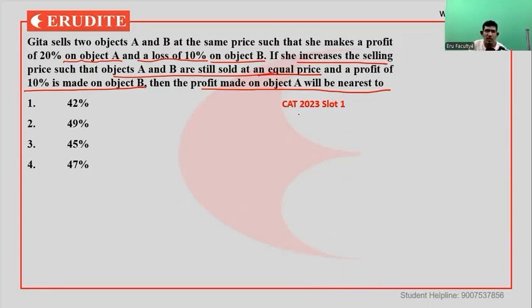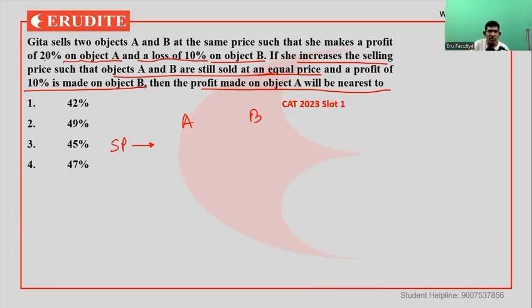So what do you do here? Now, objects A and B have the same selling price. So what's the initial selling price? They have the same selling price. Generally people will start with X. But if you take X, it is going to be clumsy or fractional calculations. So the trick is how to avoid that clumsy calculation.